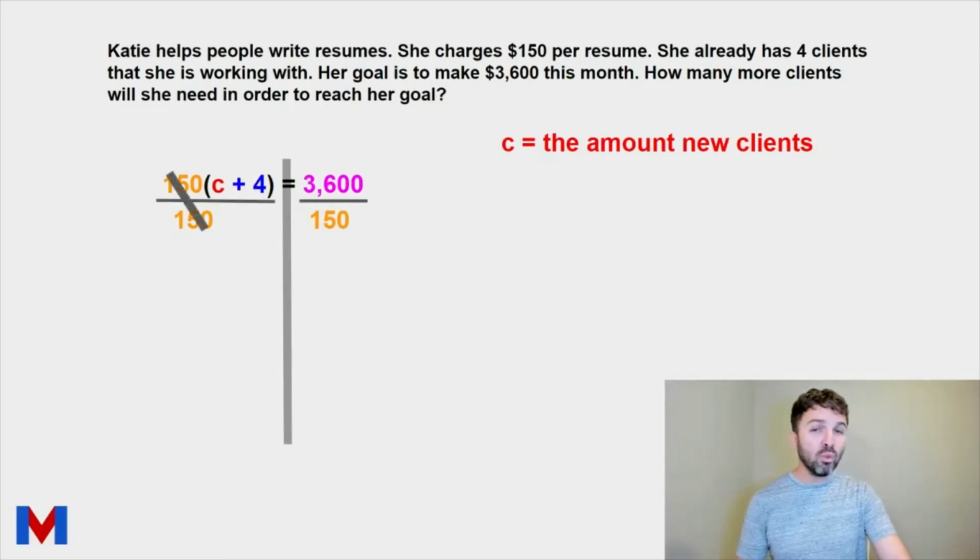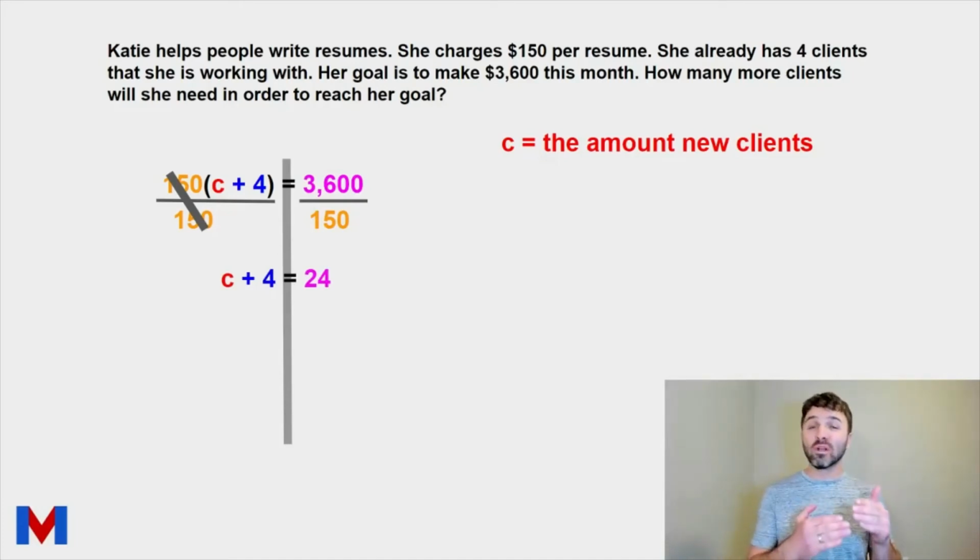150 divided by 150 is 1. 1 times c plus 4 is c plus 4. And 3600 divided by 150 is 24. So that means that all this is saying is that you need 24 clients total in order to reach your goal of $3,600. There you go. All right. So c plus 4 is 24.